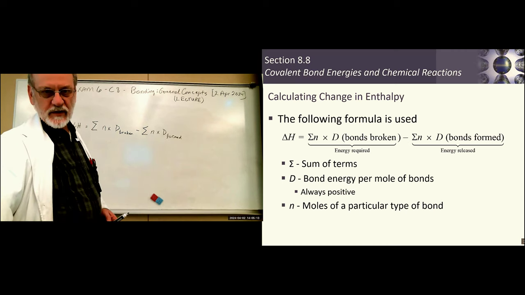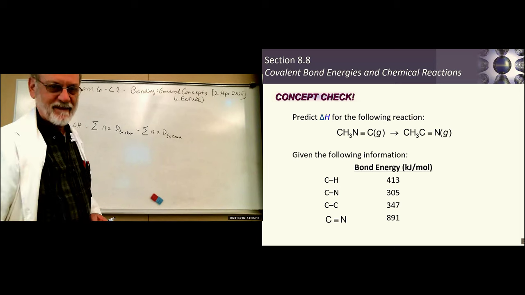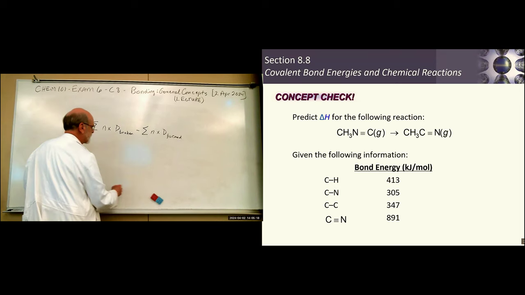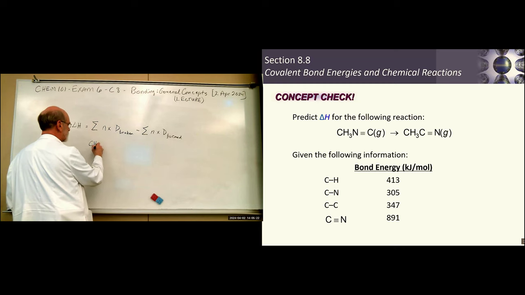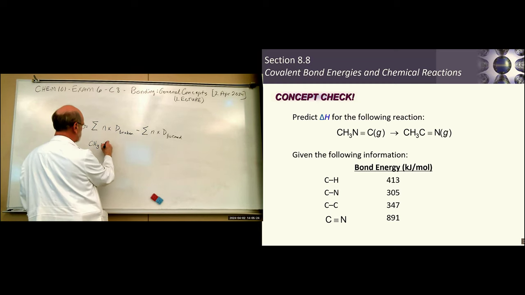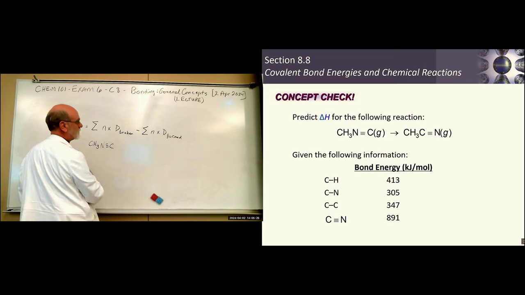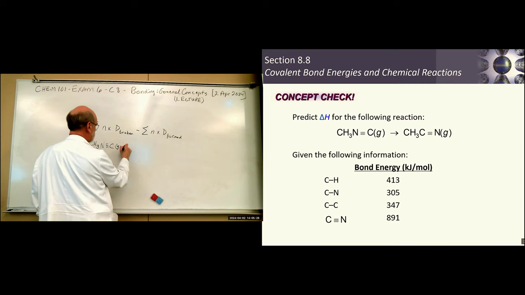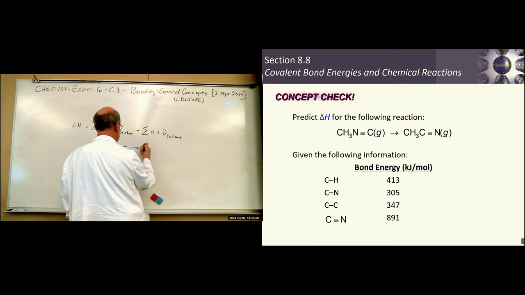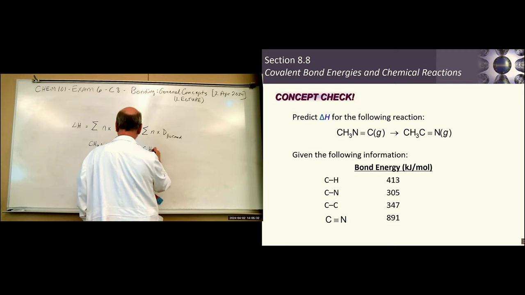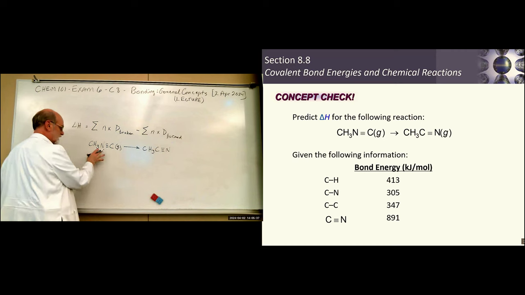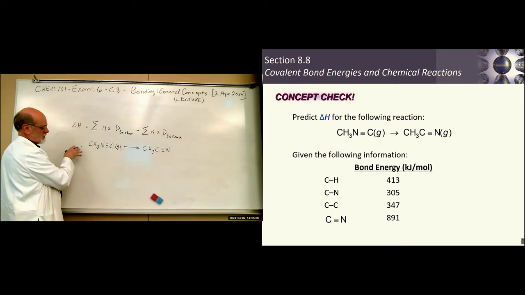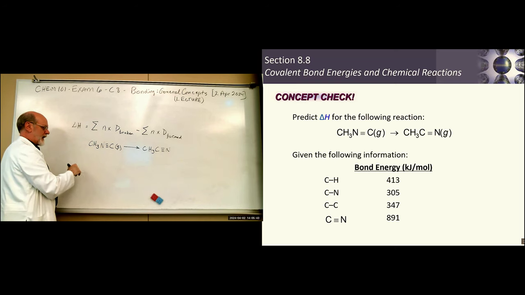Okay, so let's do an example. Here we have a very, very simple reaction. CH3, and this is in triple bond carbon. This is a gas, and the only difference is CH3. We flip this around like that. So what that means, this is accepted notation for organic compounds.